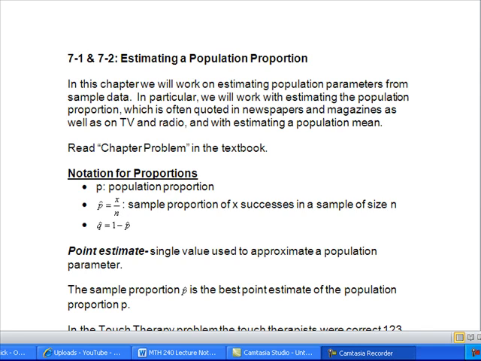So one of the things you may want to do is read the chapter problem in the textbook. So that's a good place to start.